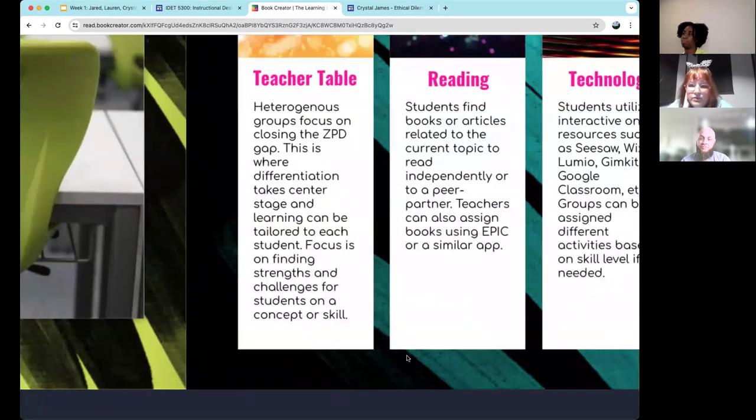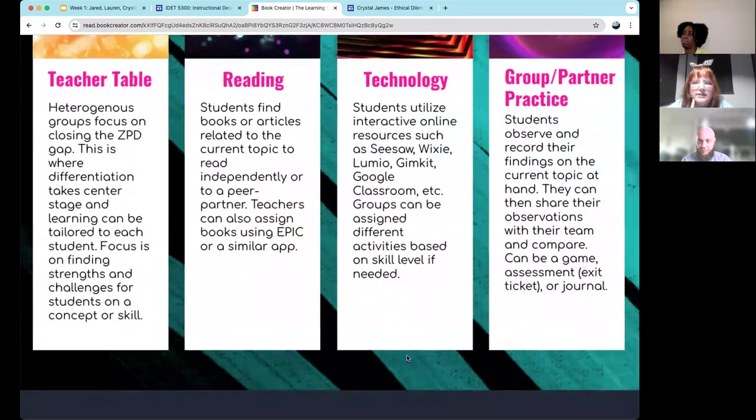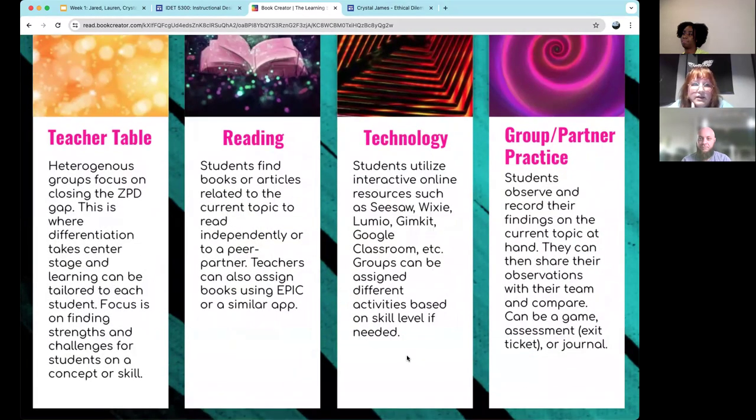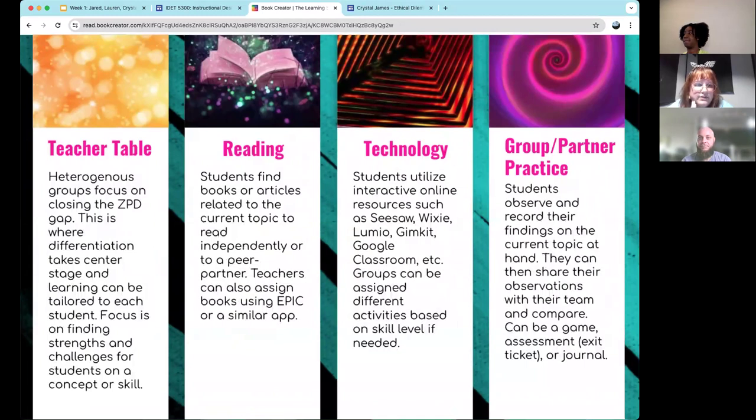On this side, this would be how I would format my curriculum, like what you would see in the classroom for the teacher. I would put them into 4 different groups and have rotations. And in each one you could have a teacher table where heterogeneous groups are focusing on closing that ZPD gap. This is where differentiation takes center stage and learning can be tailored to each student. The focus is on finding strengths and challenges for students on a concept or a skill, and then the teacher can work on that with that group.